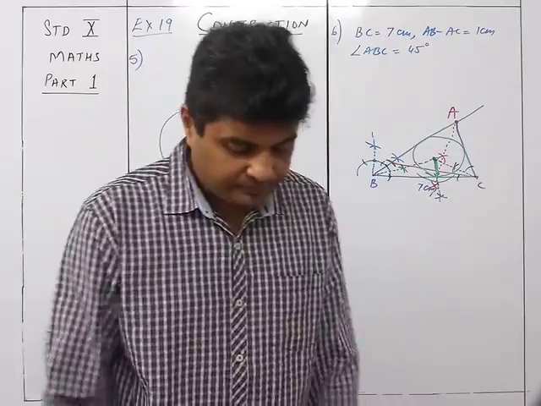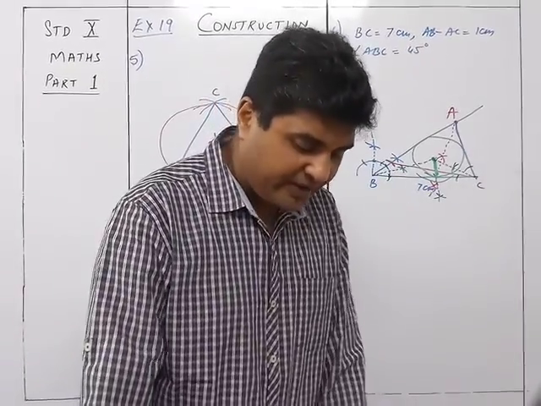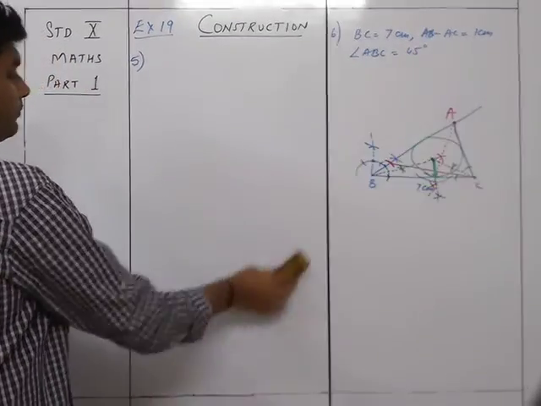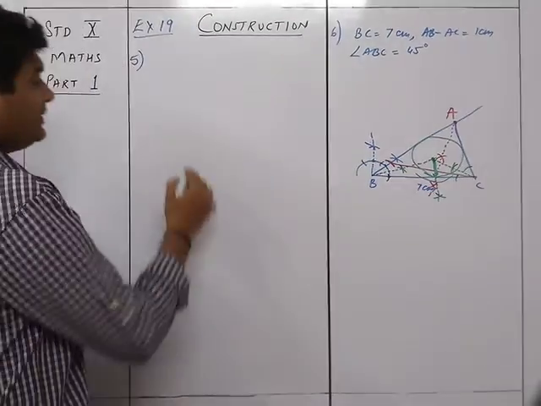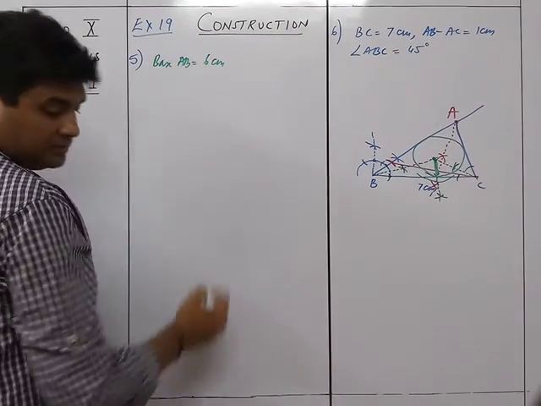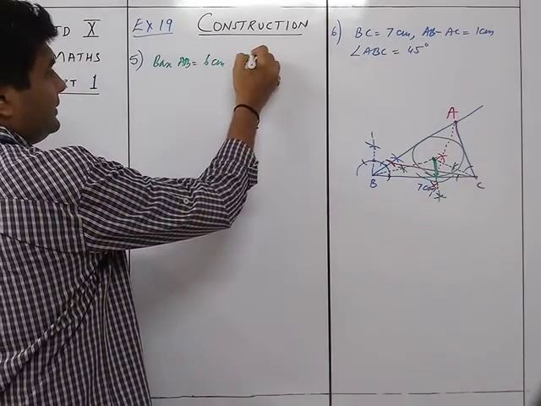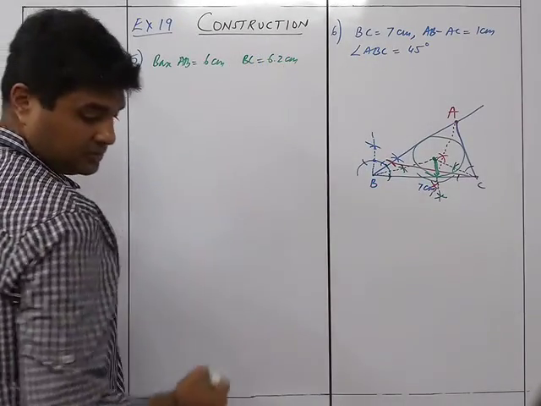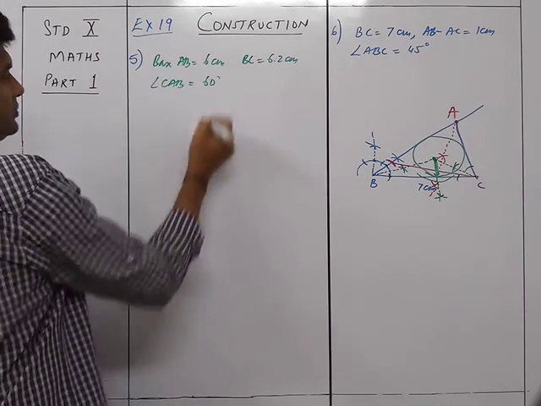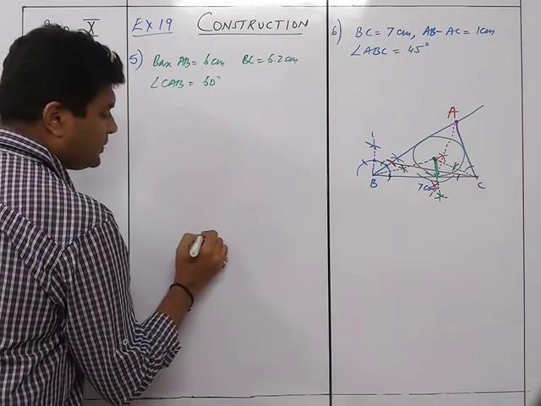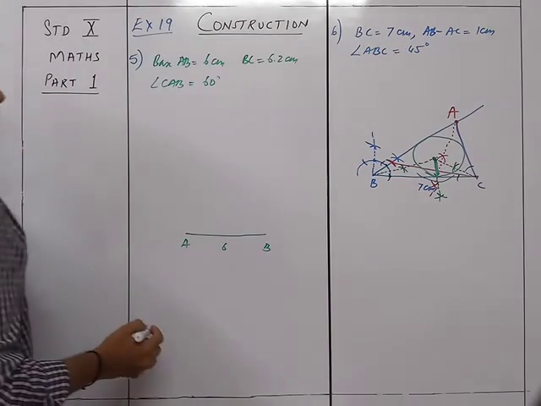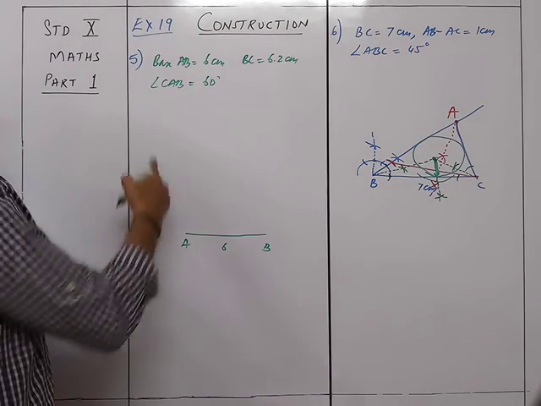Right, so 8th sum. Consider a triangle ABC with the following data. So let's draw. They are given that base AB is equal to 6 centimeters, BC is equal to 6.2 centimeters, and angle CAB is equal to 60 degrees. So we draw this. The base we have to take is 6 centimeters, that is AB. BC is 6.2, but angle A is 60 degrees.